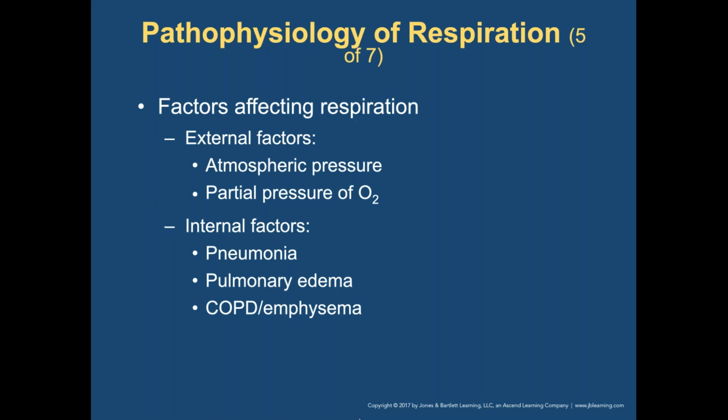Internal factors such as conditions that reduce the surface area for gas exchange and consequently decrease the body's oxygen supply. Now we're talking about things inside the body that can cause your respirations to mess up. So pneumonia is a bacterial infection in the lungs. It can cover the alveoli and stop them from getting the gas exchange. Pulmonary edema, which is fluid in the lungs, does the same thing. That happens from CHF. And then COPD and emphysema.